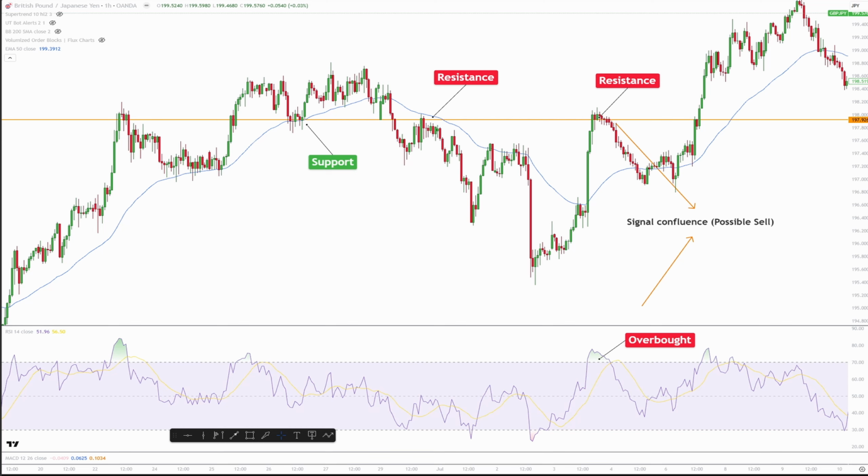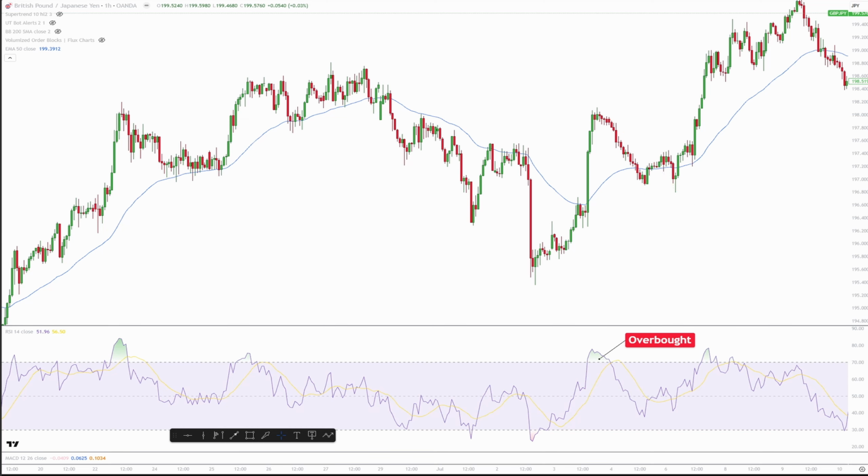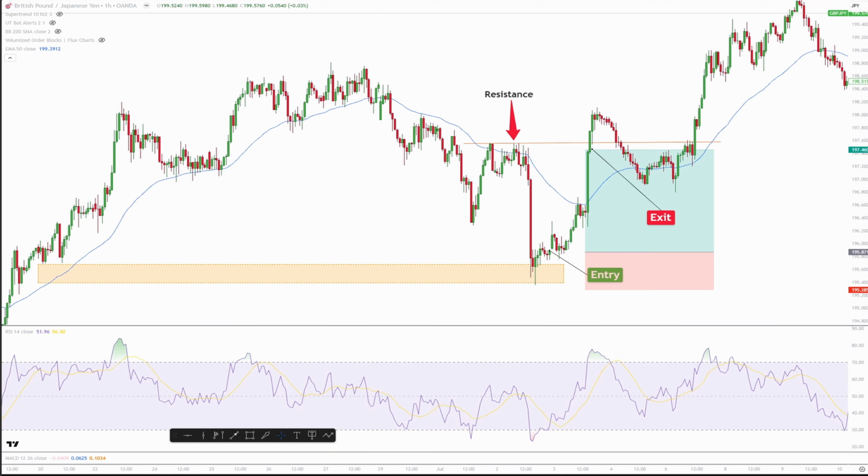Once we get these confirmations, it's time to set the most important part of your trade: stop loss, entry, and target. Let's go over that next. Every trade needs a clear plan. Here's what I do. My entry is usually right after I get confirmation inside my trading zone.